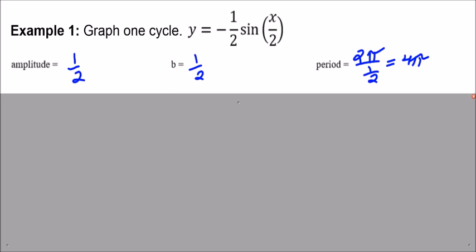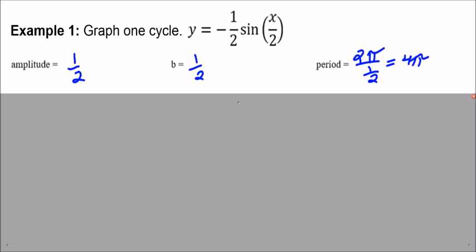Then we have the value b. That's the number of cycles you have from 0 to 2 pi. This tells us that if we were to graph the sine wave from 0 to 2 pi, we would only be drawing half the sine wave. The period tells us how long it takes to graph one full cycle. And that's what our directions say we have to do. We have to graph one full cycle. So in this case, we're going to start at 0 because there's no left or right shift. So if we start at 0, that means that we're going to end at 4 pi because that's how long it would take to graph one full complete cycle.